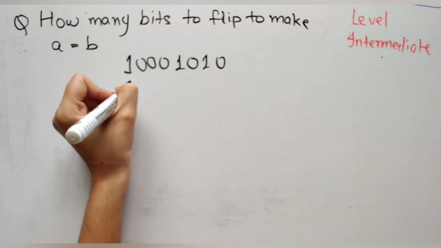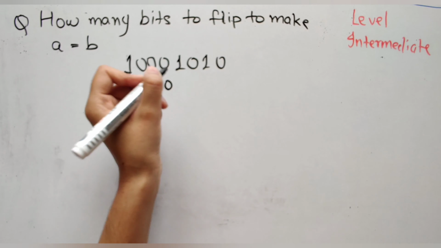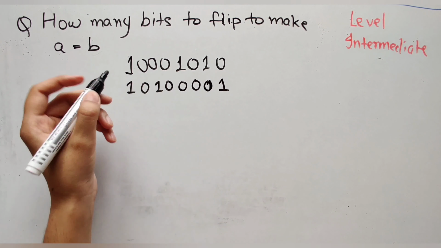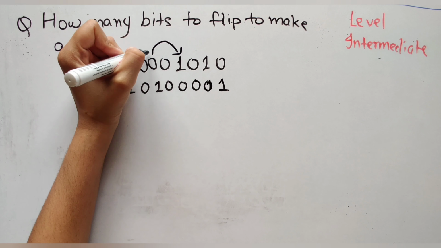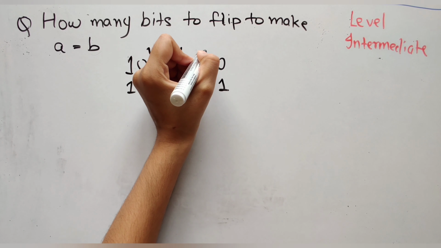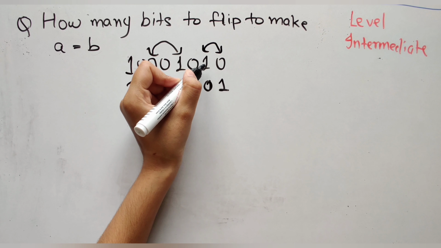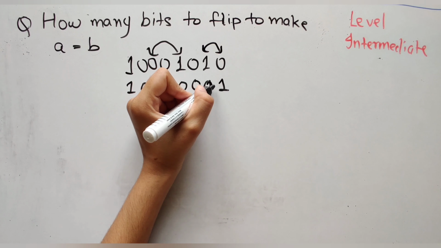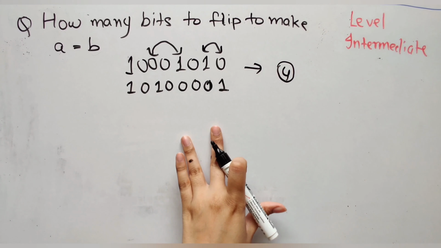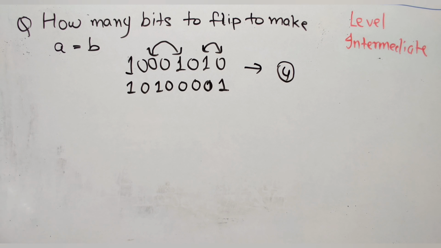I'm going to take a very random example, let's say something like this. 1, 0, 1, 0, 0, 0, 0, 1. If I flip these 2 bits, it's going to give me 1, 0, same as this. And if I flip these 2 bits, it's going to give me 0, 1, same as this. Totally I need to flip 4 bits to make them the same numbers. Okay. Now how do we do this?